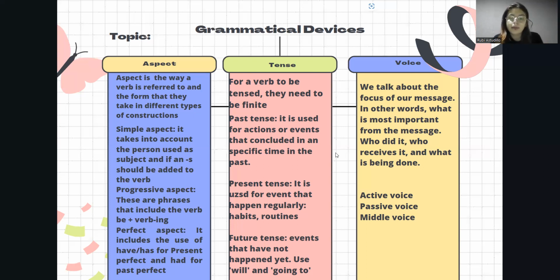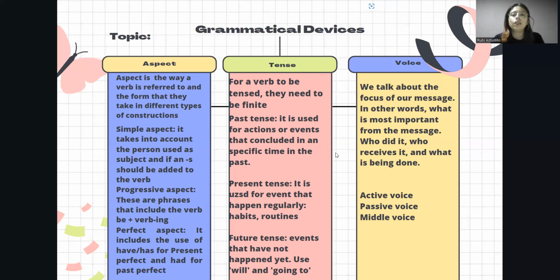Then we have present tense. It is used for events that happen regularly. They can be habits or routines. There is a lot of confusion here. There are people that tend to mix up present tense with using going to in the future tense. So we need to keep in mind that present tense is important to talk about routines, habits, something that you do very often. For example, I go to sleep at 8 p.m. That is something that I do.